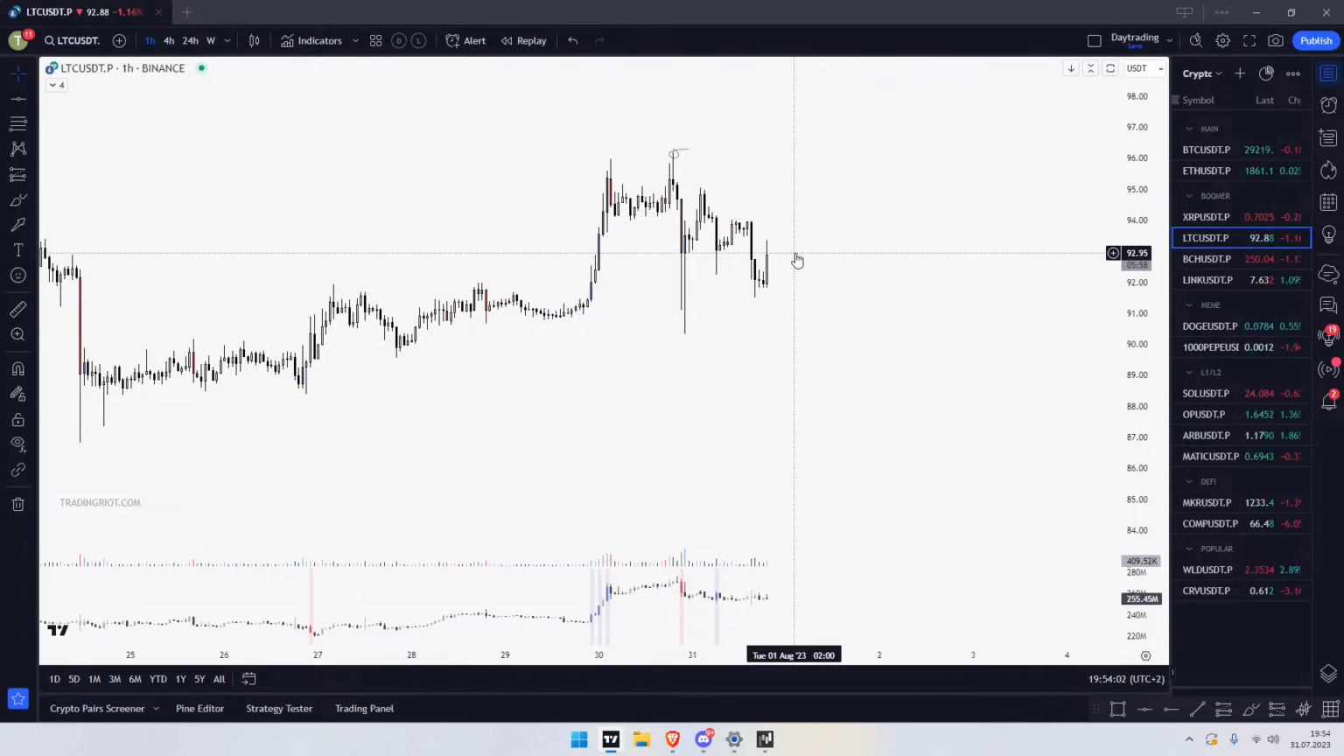So I think this short has kind of a bad risk reward. It's not the cleanest, right? This is one of those 1-to-1 RR trades to me. I'm not really an R trader, but what do you target?